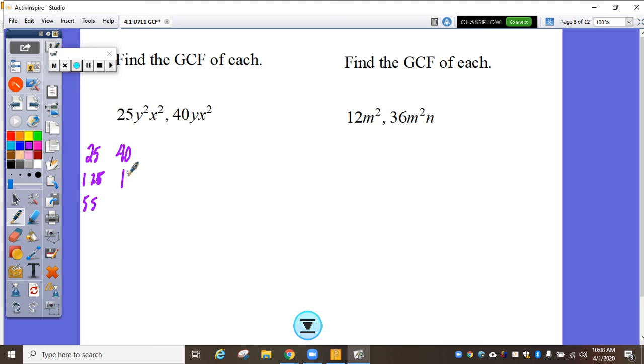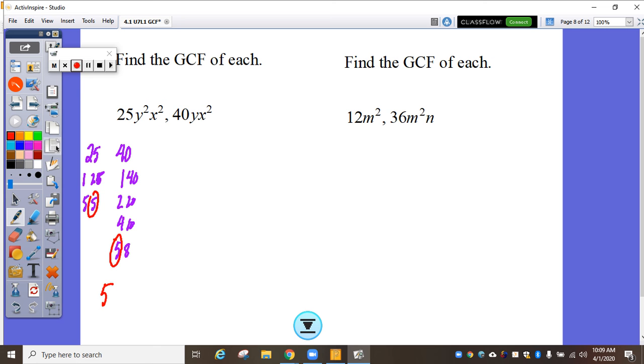40, I have 1 and 40. I have 2 and 20. I have 3 does not go in, 4 and 10, 5 and 8, and that's going to be it. So my largest number that goes into 25 and 40 is going to be 5. So that's my greatest common factor in the numbers.